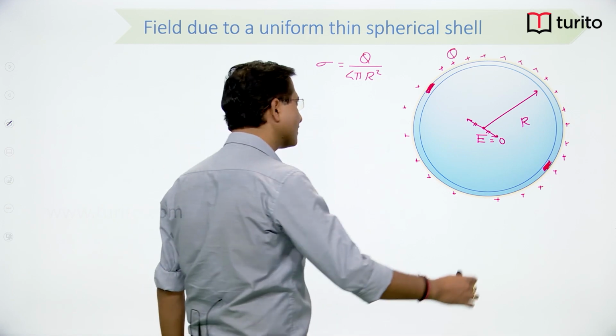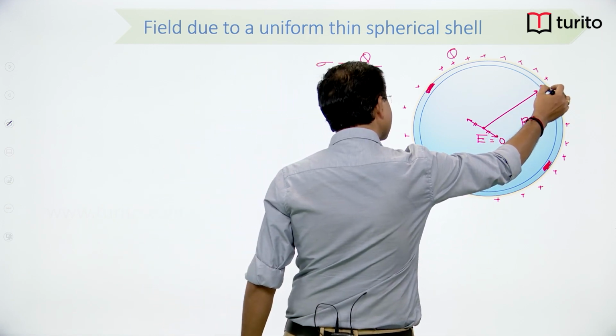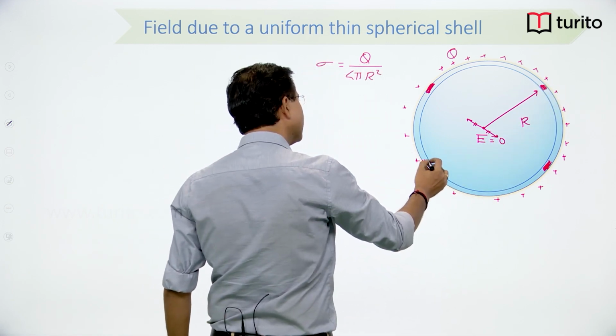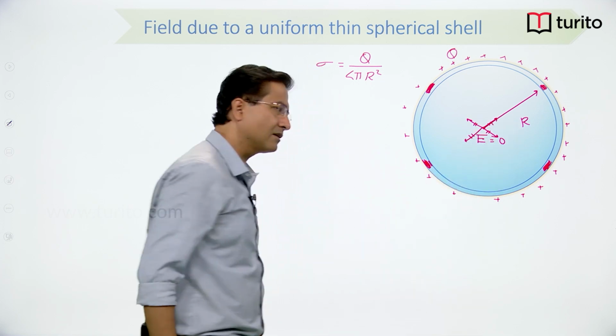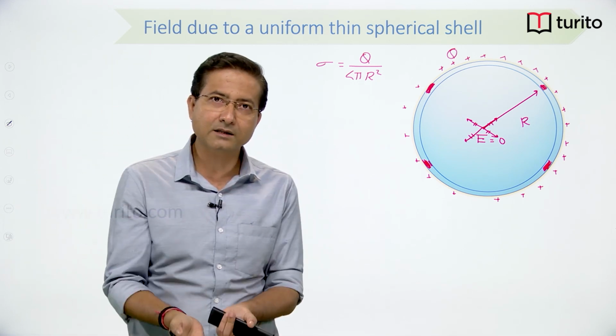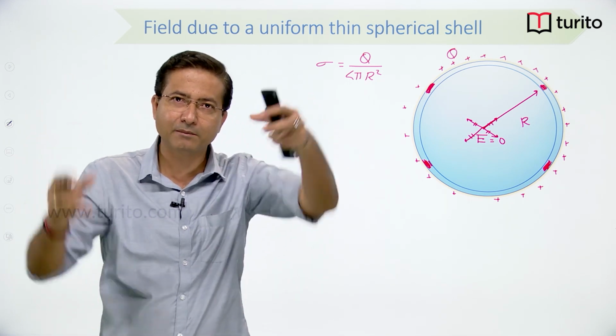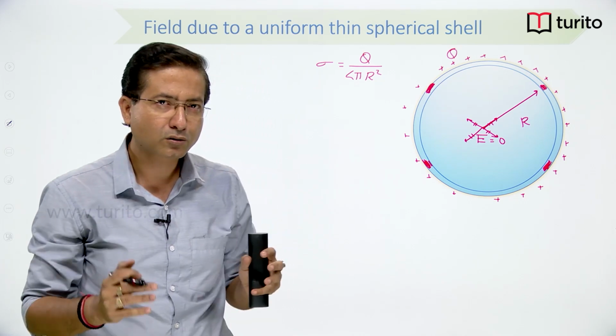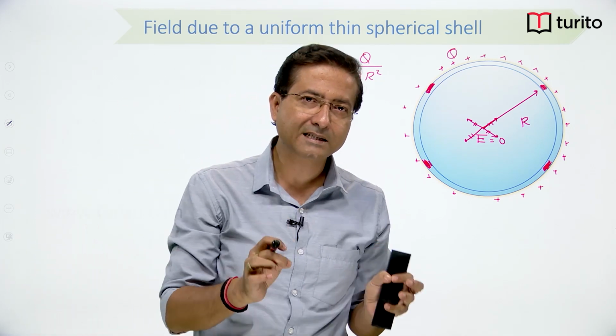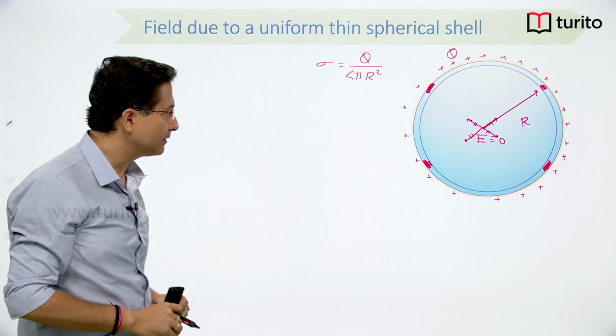Similarly, if I take an element somewhere here, and an element somewhere here, these two elements will produce fields in opposite directions and they will cancel each other. So on the surface, if you take diametrically opposite elements, they all will cancel each other in pairs. So the net field exactly at the center will be 0, right.